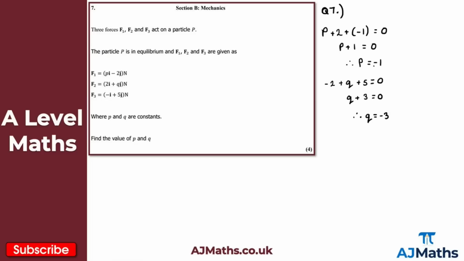So we find the value of P. P is equal to minus 1. We've also found the value of Q. Q is equal to minus 3. And that gives the solution there to the first question in section B, question 7.